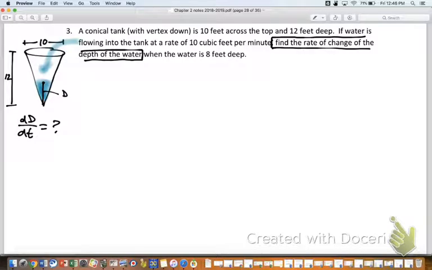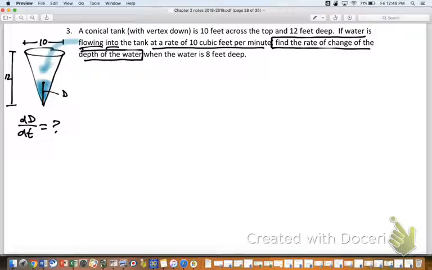Now, does anybody see any other rates that might play into this? Kayvon? The rate of filling is 10 cubic feet per minute. Yeah, the rate of filling. Now, this is where it's going to get a little tricky, where I think units are going to matter. It says the water is flowing into the tank at a rate of 10 cubic feet per minute. So when you see cubic feet, what do you have to think of? Volume, right? Cubic feet. So this is in lieu of gallons. So we're talking about volume.